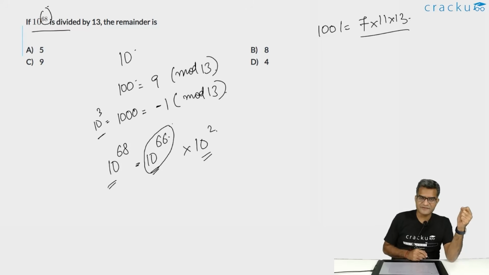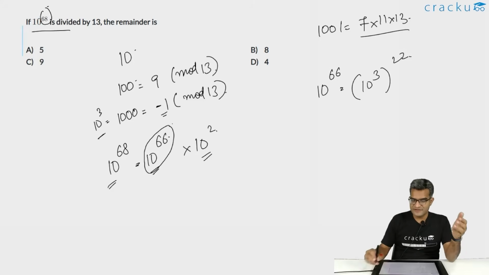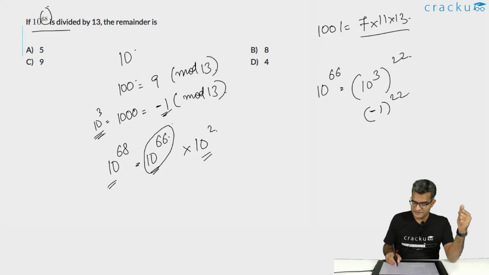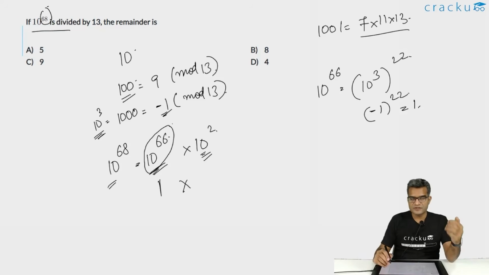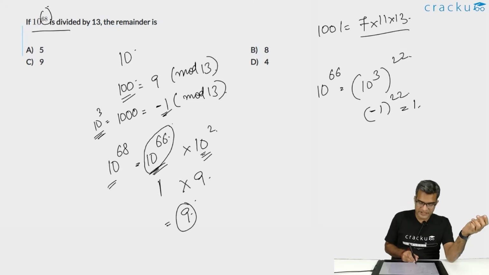What is the remainder when 10 to the power 66 is divided by 13? We know that 10 cube when divided by 13 is leaving a remainder of minus 1. So 10 to the power 66, which is equal to 10 cube whole to the power 22, will leave a remainder of minus 1 to the power 22, because 10 cube is leaving a remainder of minus 1. That equals 1. So 10 to the power 66 when divided by 13, the remainder is 1. 10 square is 100. We know that 100 will leave a remainder of 9 when divided by 13. Therefore, 10 to the power 68 when divided by 13, the remainder will be 9, which is option C.